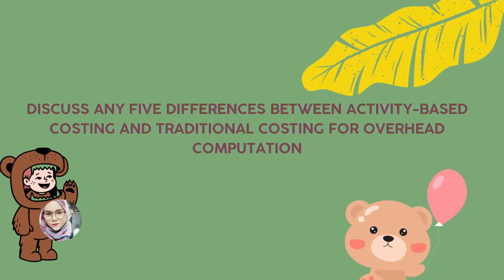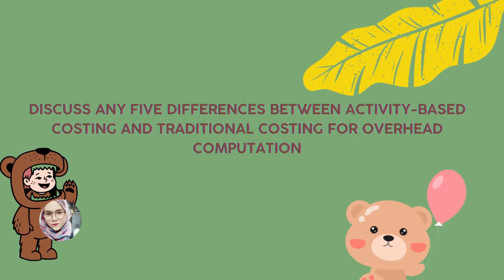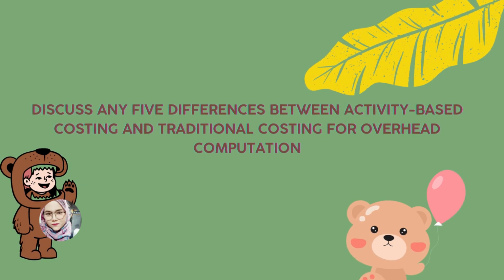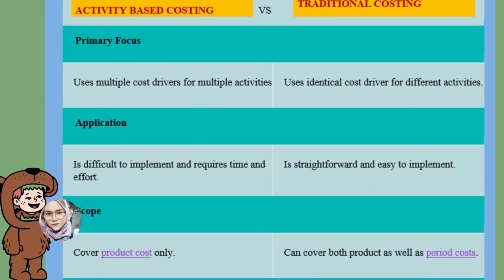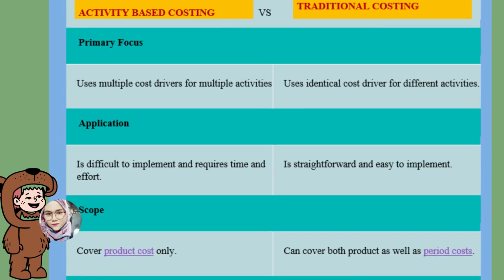Last question, they ask me to discuss any five differences between activity-based costing and traditional costing for overhead computation. So let's go through. Alright, here we have five differences between activity-based costing and traditional costing. Let's go for the first: primary focus. Activity-based costing uses multiple cost drivers for multiple activities. How about traditional costing? They use an identical cost driver for different activities.